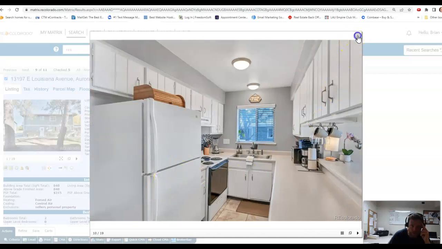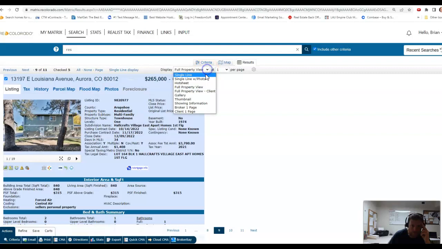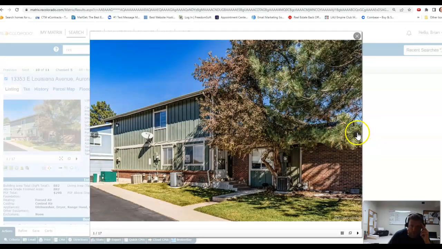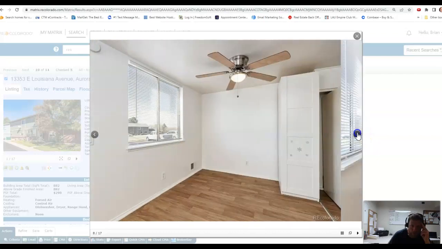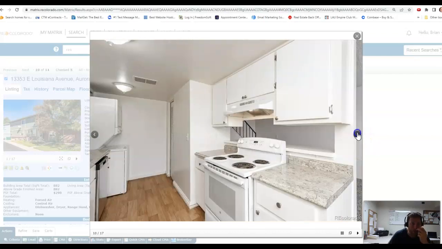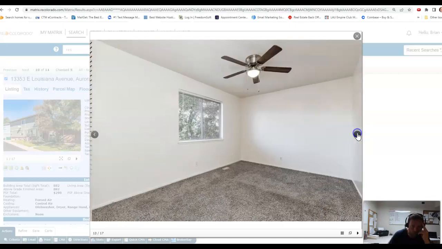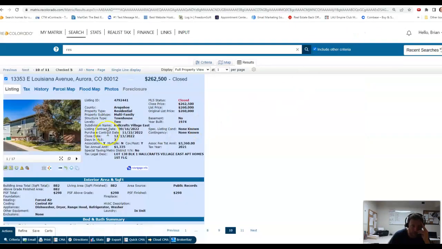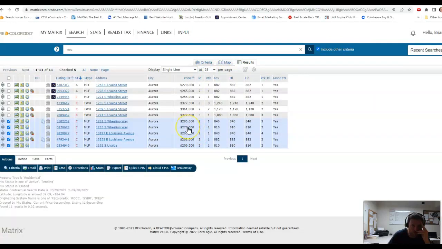The appliances are older. And so, yeah, I'm still at that 270, 273 mark for my ARV.